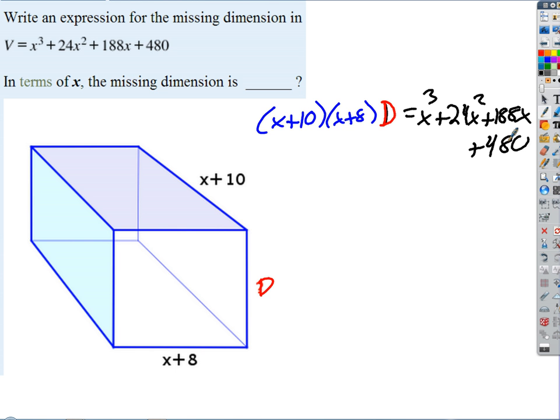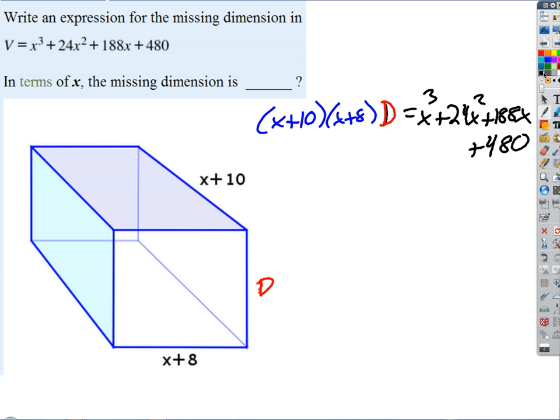So how am I going to get d by itself? I'm just trying to solve for d. I could multiply out x plus 10 times x plus 8 and then divide everything on the right by that polynomial, but I'd have to use long division. Look at these factors. These factors are easy ones. They're x plus a number or x minus a number, so I could just divide synthetically, couldn't I?